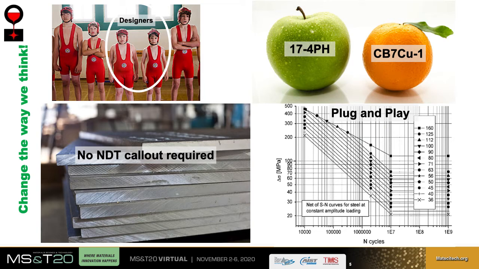Another challenge that we faced is cast alloy grades are called out differently from their wrought counterparts. For example, the buyer wants a 17-4 PH stainless steel. The foundry calls it out as CB7Cu-1, different designation but the same alloy. Another thing is when you buy a wrought alloy, say a 4330 plate, there is no NDT called out.